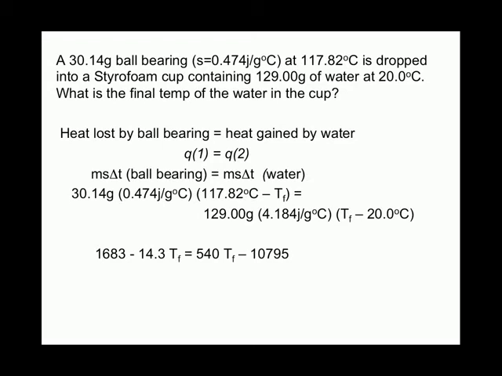Now solving it mathematically, simplifying the equation, I come up with this. I left out some of the units on purpose just because it would kind of complicate things. So now I want to simplify a little bit more, so I'm going to add 10,795 to both sides, and I'm also going to add 14.3 TF to both sides, and I wind up getting that. Then dividing by 554.3, I get my final temperature to be 22.5 degrees.